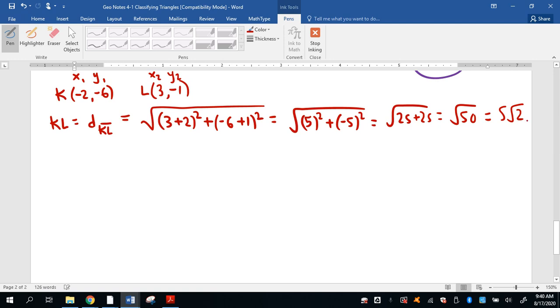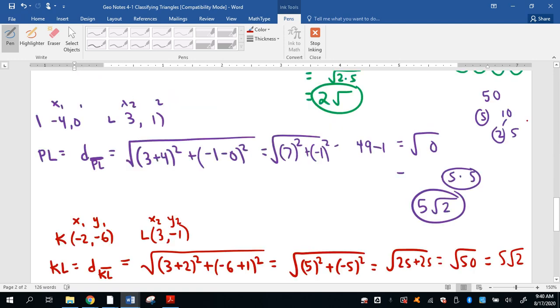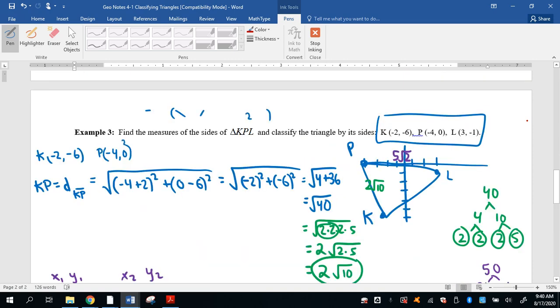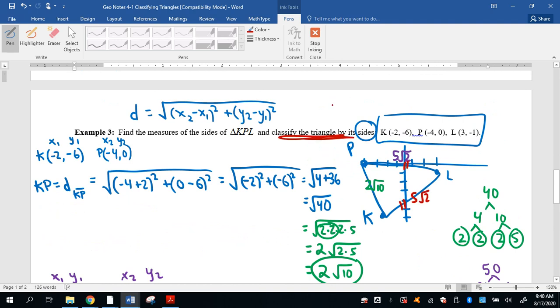So we now know we have two sides that have the same measure. We'll go back to our picture and label that third side as 5 square root of 2. Therefore, two sides are the same. This is called classifying the triangle by its sides. It's an isosceles triangle. And we are done with that problem.